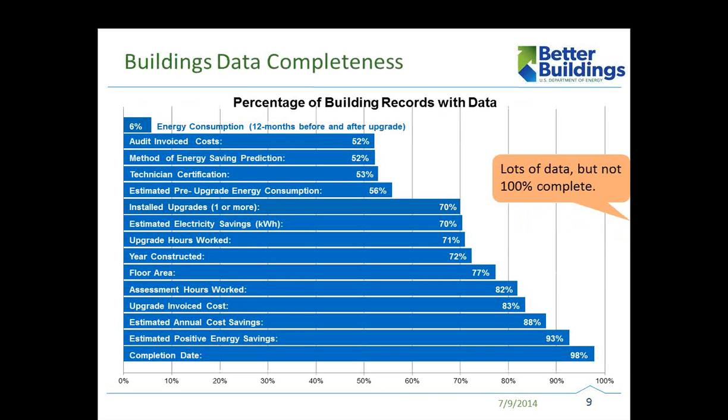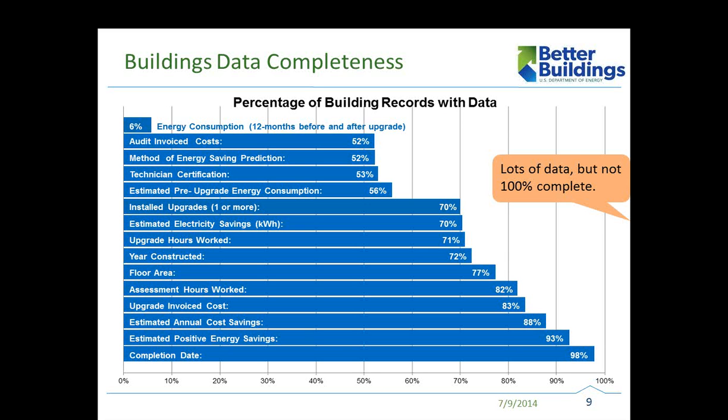So looking at the first of those, non-response, we did run a report every quarter. We sent this kind of information, similar to this graph, to grantees about data completeness. And we got lots of data, but it was not always 100% complete. So if you look towards the bottom, estimated annual cost savings, about 88% of the projects that were reported had an estimated cost savings. Energy cost savings, or 83% had the invoice cost. So on 83% of the projects that were reported, we had that information.